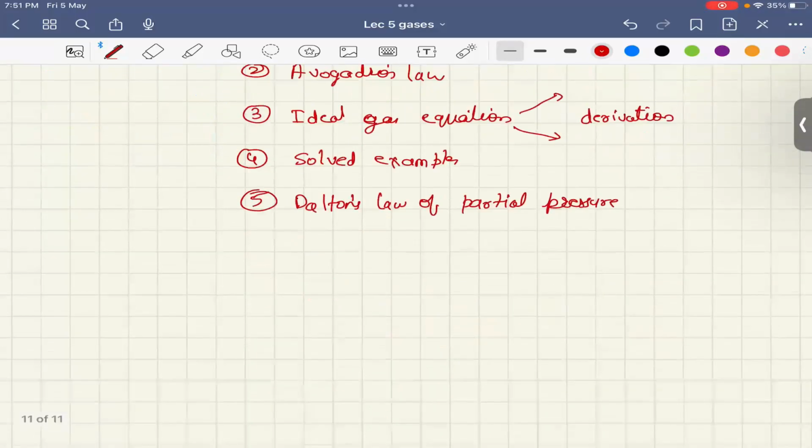In the next class, we are going to complete Dalton's law of partial pressure, and then we are going to delve into the kinetic theory of gases. We will study the postulates of the kinetic theory of gases and its implications, and then we'll try to explain these laws based on the kinetic theory of gases, right?